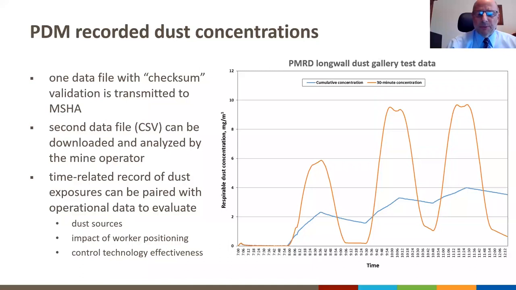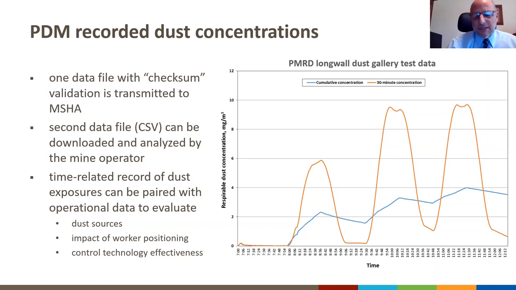The PDM records two dust files. One has this checksum validation. That's the compliance file that's transmitted to MSHA. It cannot be altered. The second file is a CSV file, which can be downloaded and analyzed by the mine operator. The graph here shows an example of that.